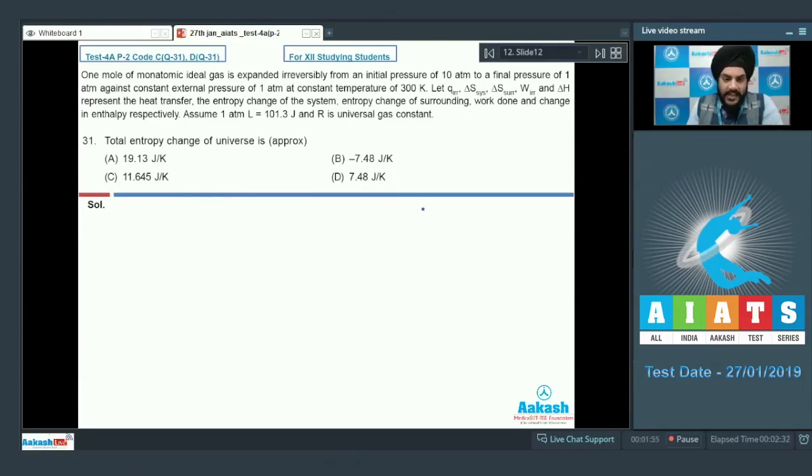So in the paragraph given for question number 31 to 33, the examiner has given us 1 mole of a monoatomic ideal gas, which is expanded irreversibly from an initial pressure of 10 atmosphere to a final pressure of 1 atmosphere against a constant external pressure of 1 atmosphere at constant temperature of 300 Kelvin. So the initial state given to us is 300 Kelvin. The pressure at that temperature is 10 atmosphere. Now it is taken against a constant external pressure of 1 atmosphere. The temperature is 300 Kelvin itself. The final pressure of the system becomes 1 atmosphere and the process is irreversible.